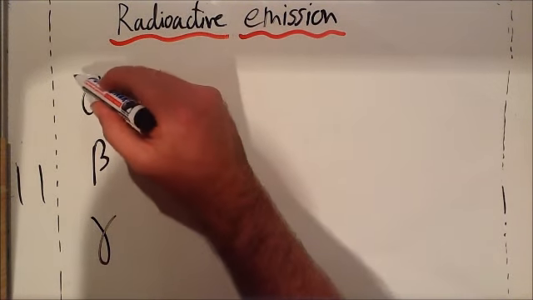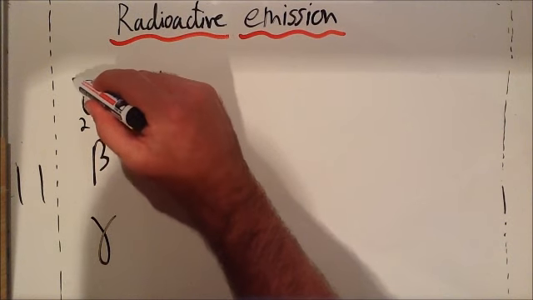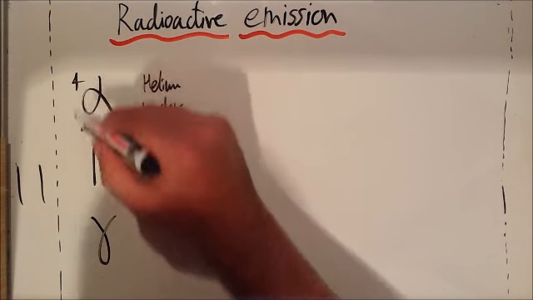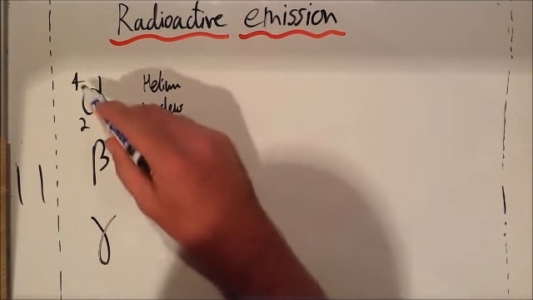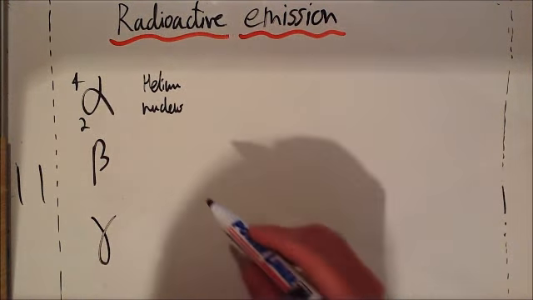It has an atomic number of 2 and a mass number of 4, because we have 2 protons and 2 neutrons, and the mass number is protons plus neutrons. This gives us 4 up here.